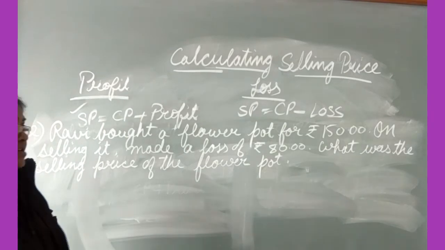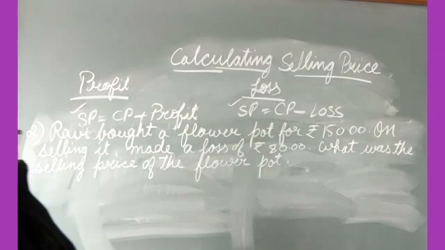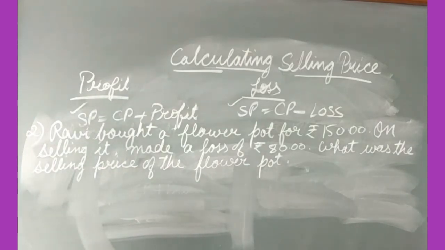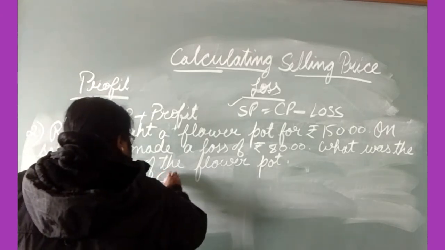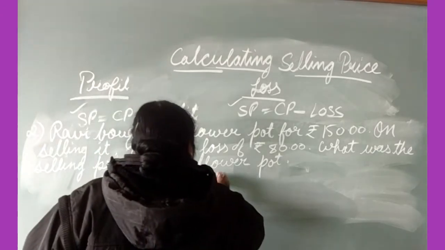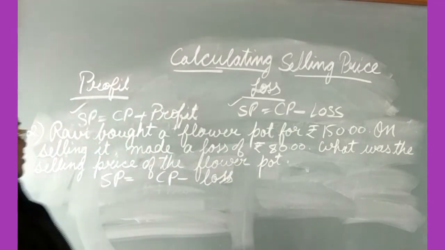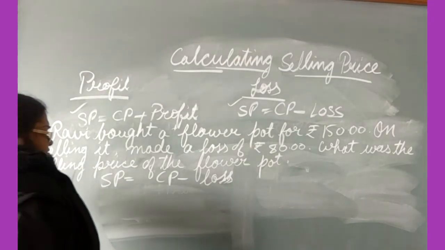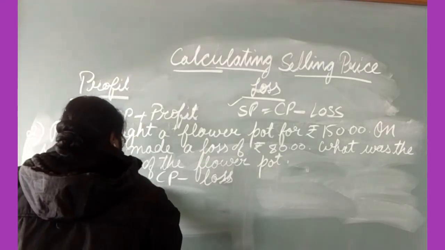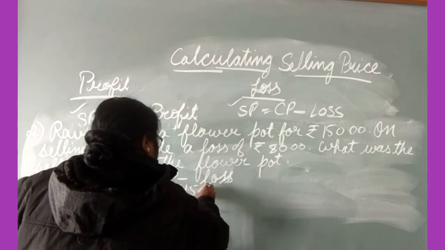Now which formula will we use? We will use the loss formula. You will use SP equal to CP minus loss. This formula we will use. Now, what is the cost price? The flower pot's cost price is rupees 150. So, CP equal to rupees 150.